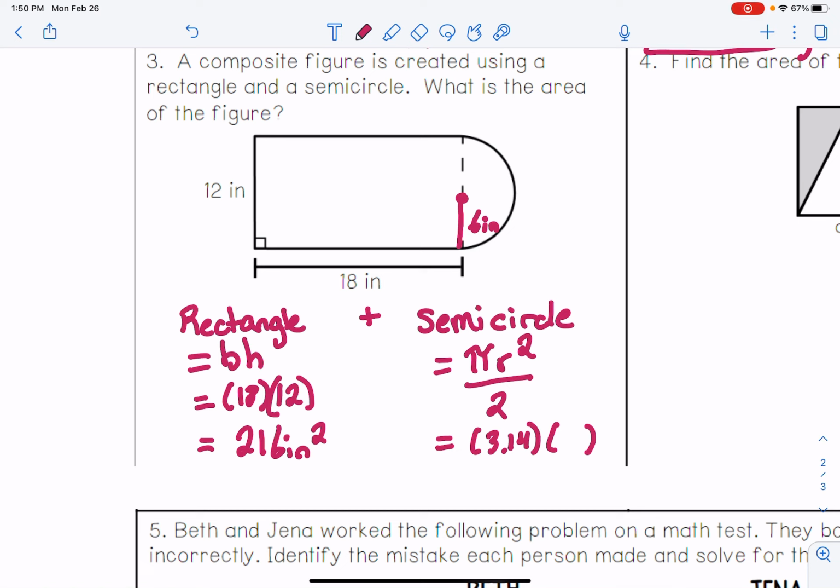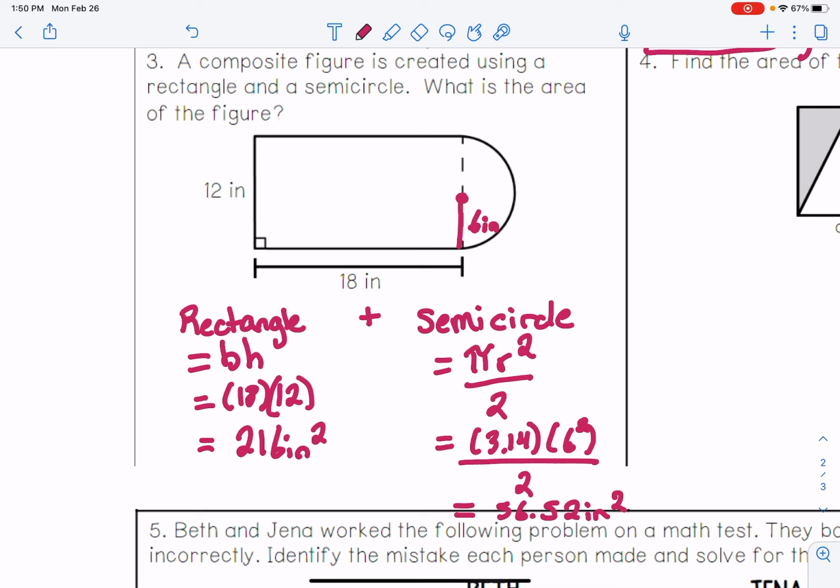So going back to substituting into our formula, if I've got r squared, that means I'm looking at 6 squared. And then I'm going to divide by 2. All right, so 6 squared, 6 times 6 is 36, times 3.14, divided by 2 gives me my final answer of 56.52 inches squared for the area of the semicircle.